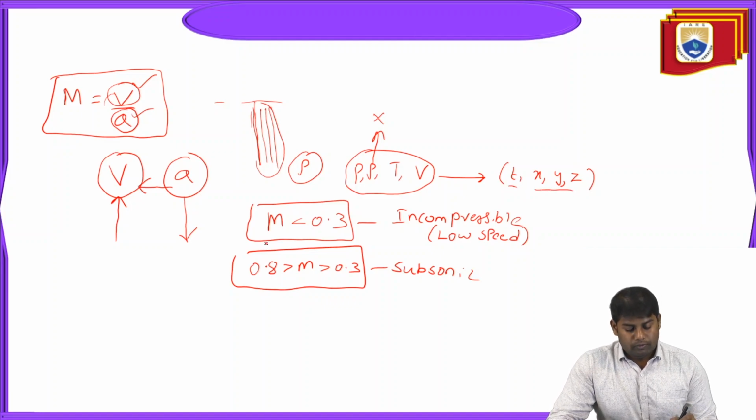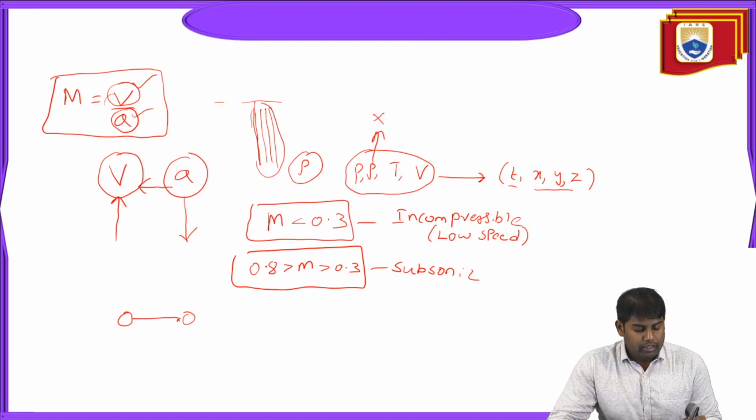Now when the flow crosses Mach number 0.3, the compressibility effects will come into the picture. When the fluid gets compressed, you take a molecule of air and another molecule of air, and when they collide with each other and get compressed, what happens? There is a temperature rise in that flow.